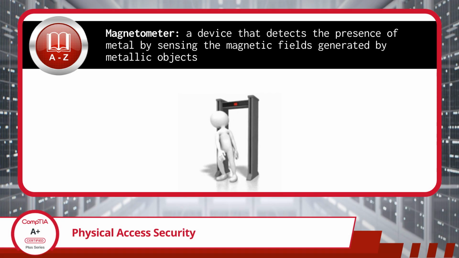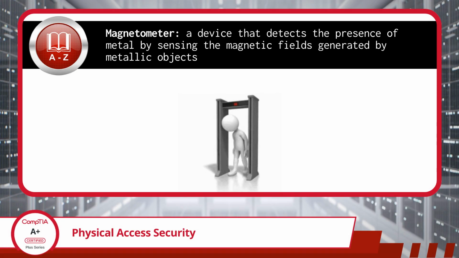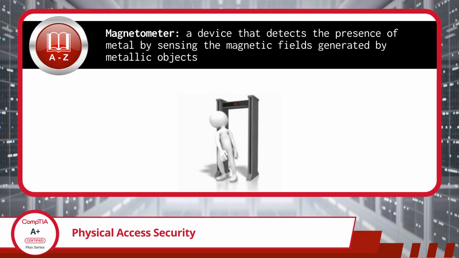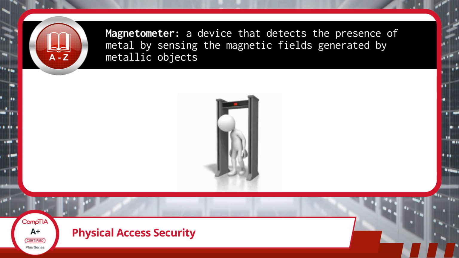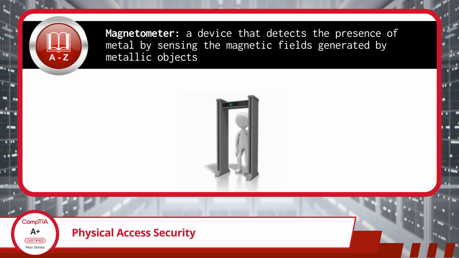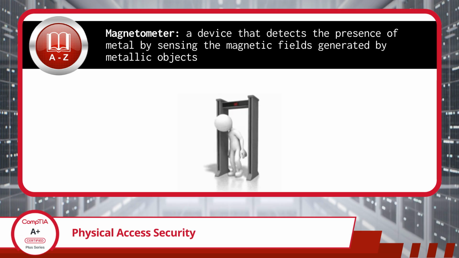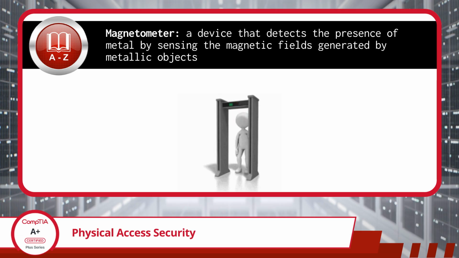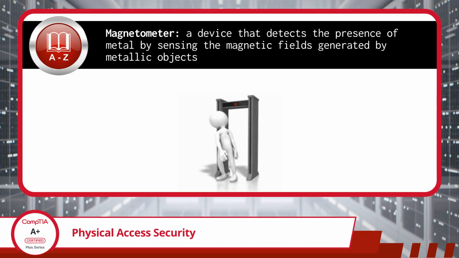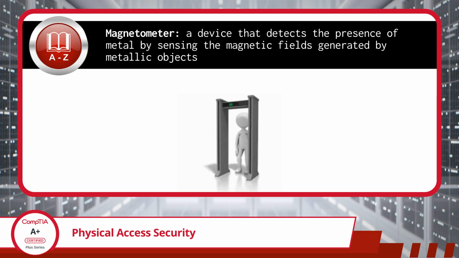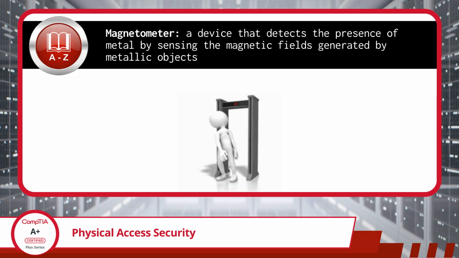Finally, we have magnetometers, which is just a fancy name for metal detectors. Magnetometers detect the presence of metal by sensing the magnetic fields generated by metallic objects, making them ideal for security checkpoints where you need to ensure no unauthorized items, like weapons, are being brought into a controlled area. They're common in places like airports, government buildings, and even some large corporate offices.